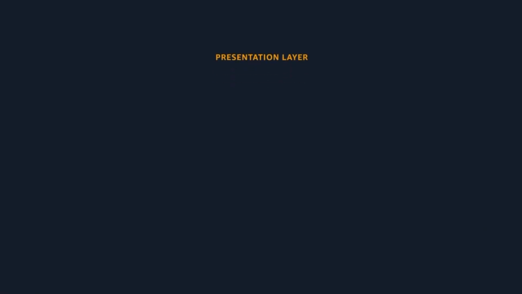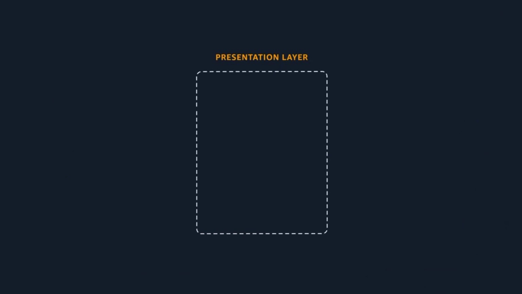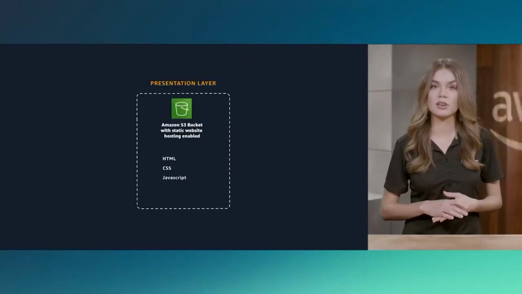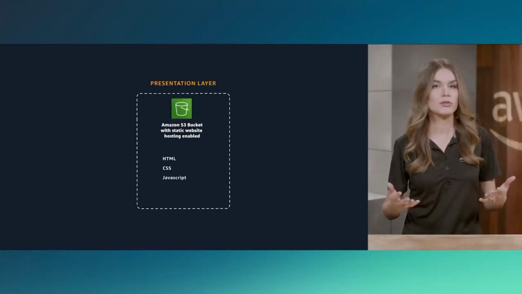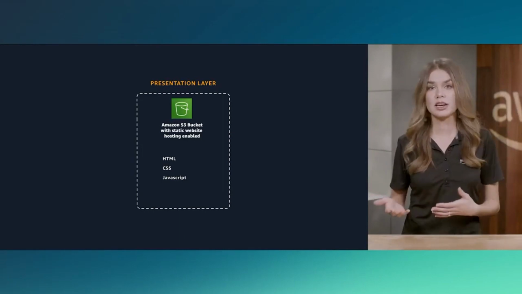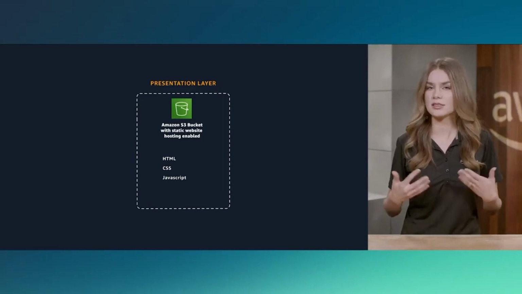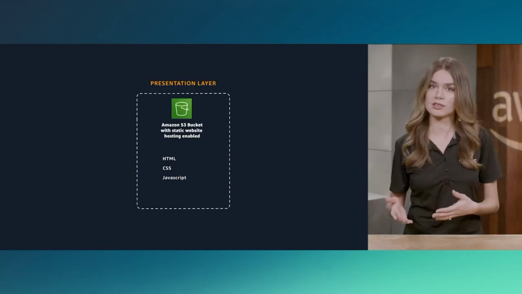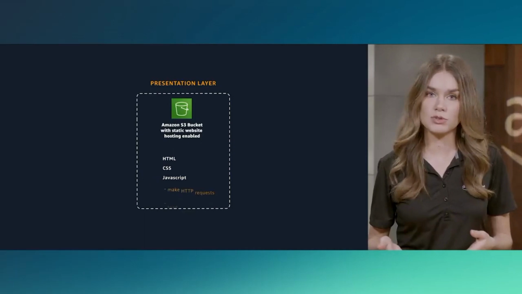We're going to move the presentation layer to be hosted out of Amazon S3. S3 supports static website hosting, and therefore this is a great place for us to host the HTML, CSS, and JavaScript for our website. When you're hosting a static website with S3, you may think, well, my website isn't static, it's dynamic. It's pulling data from a database, so this isn't a static website, and therefore S3 would not work for this use case. This is where JavaScript comes in.